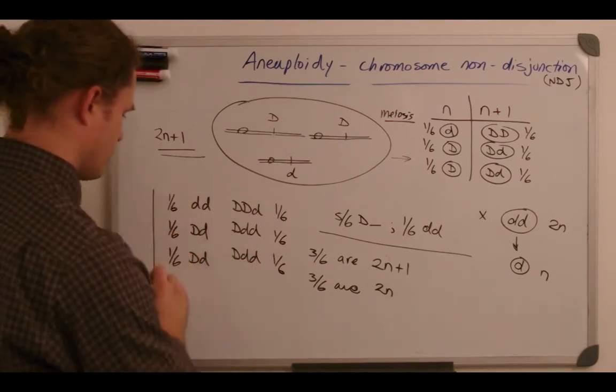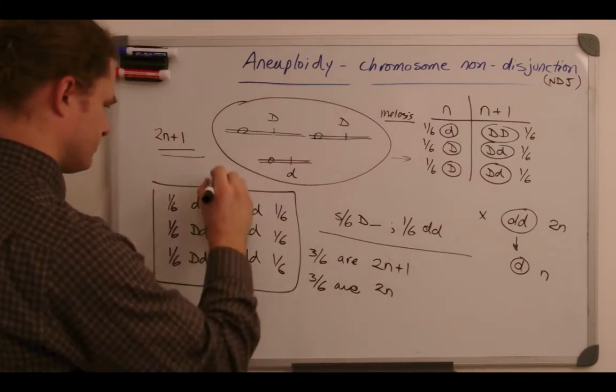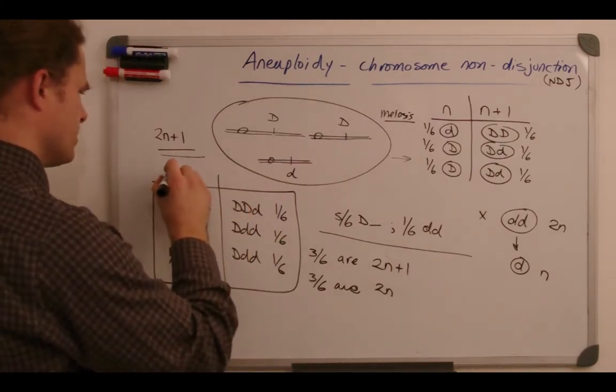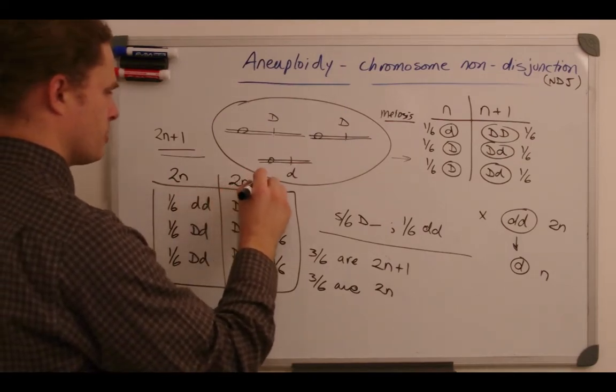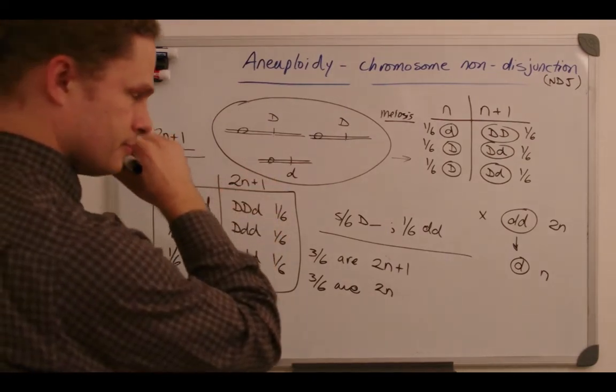Okay, so there you go. That would be the full output. And you would see some progeny: half of the progeny would be 2n, half the progeny would be 2n plus 1.